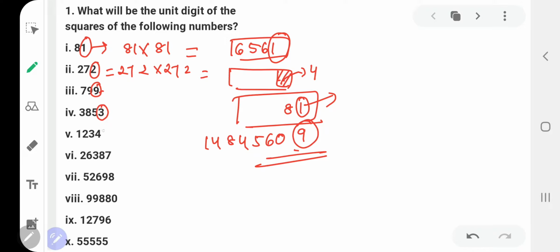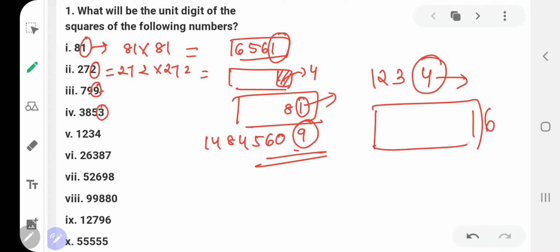I'll tell you how. See, now 1, 2, 3, 4. What is the unit digit of this number? 4. Square it. So 16. So your square number will have 6 as the units digit. Got my point clear?